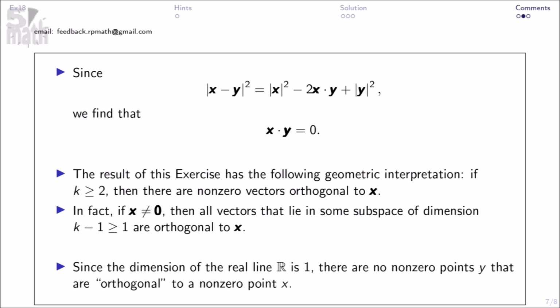The result of this exercise has the following geometric interpretation. If k greater than or equal to 2, then there are non-zero vectors orthogonal to x. In fact, if x does not equal 0 vector, then all vectors that lie in some subspace of dimension k minus 1 greater than or equal to 1 are orthogonal to x. Since the dimension of the real line R is 1, there are no non-zero points y that are orthogonal to a non-zero point x.